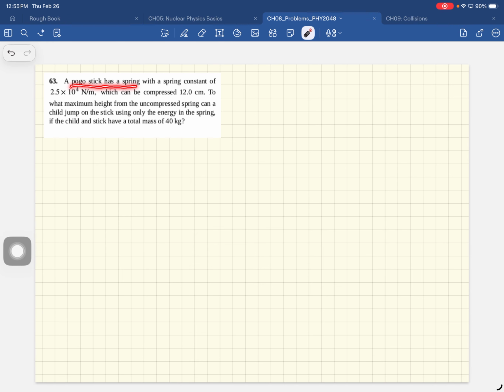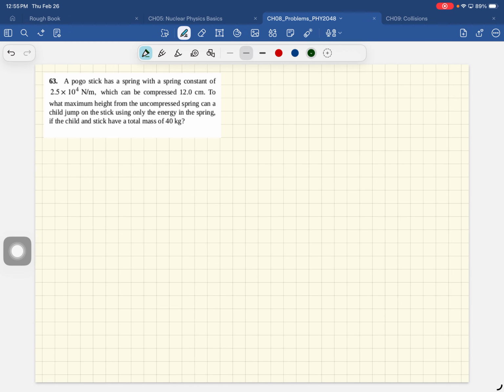A pogo stick has a spring with a spring constant of 2.5 times 10 to the 4 newtons per meter, which can be compressed 12 centimeters, that's about 5 inches. To what maximum height from the uncompressed spring can a child jump on the stick using only the energy in the spring? The child and the stick have a total mass of 40 kgs.